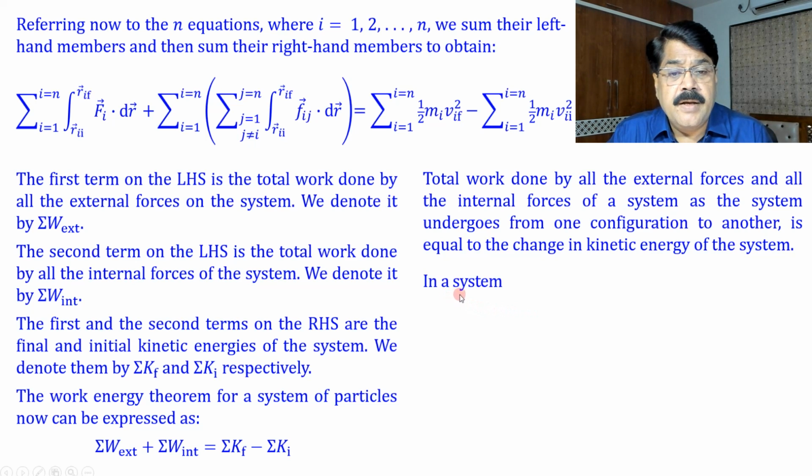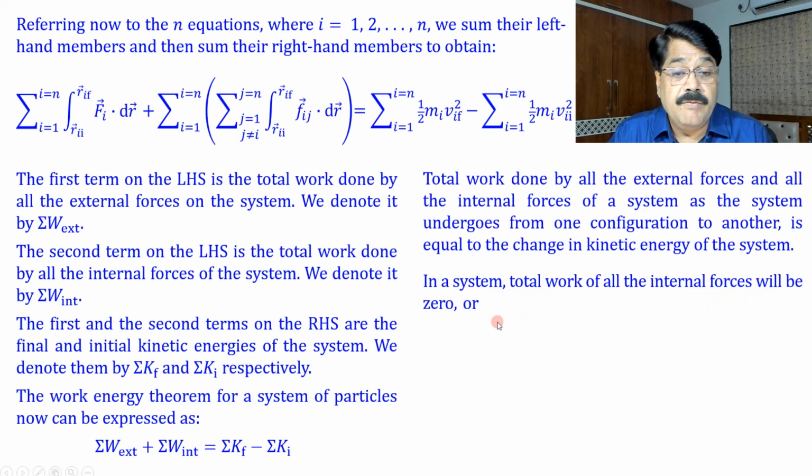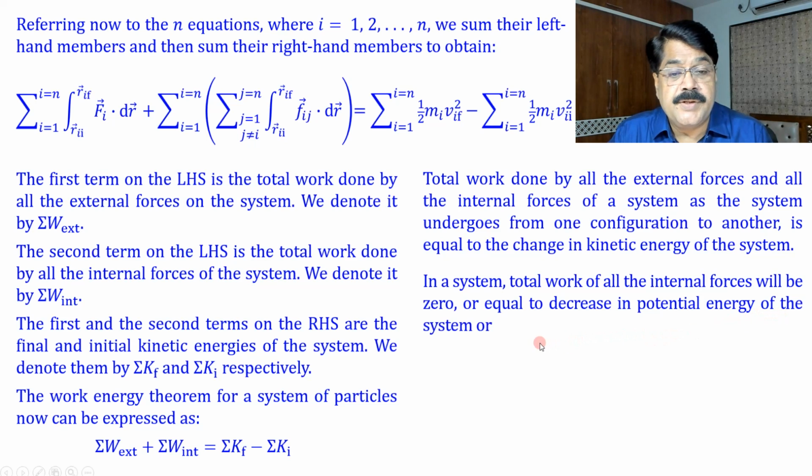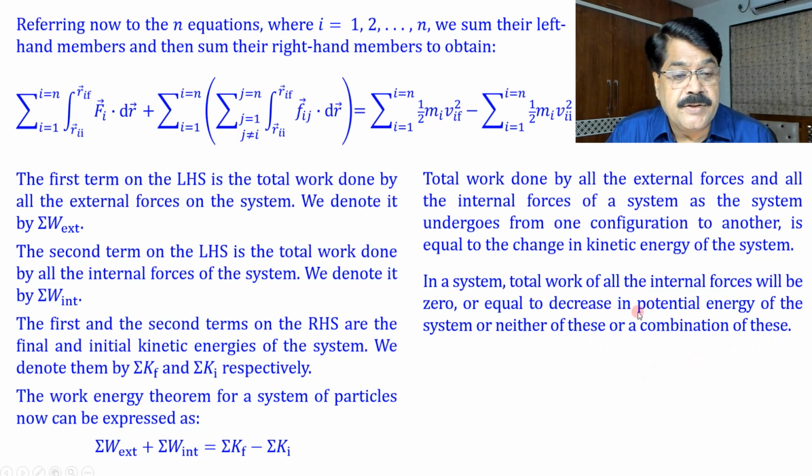In a system, the total work of all the internal forces will be 0, or equal to the decrease in potential energy of the system, or neither of these, or a combination of these. Regarding the decrease in potential energy or its combination, we'll discuss in later lectures. But today we'll concentrate on the idea when the work done by all the internal forces will be zero. If this term is zero, the use of the work-energy theorem will be greatly simplified.